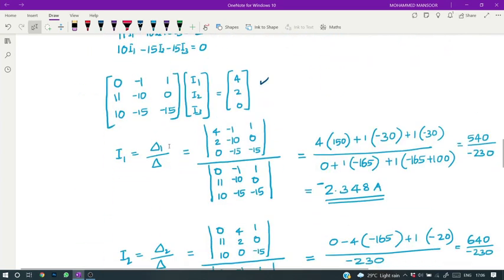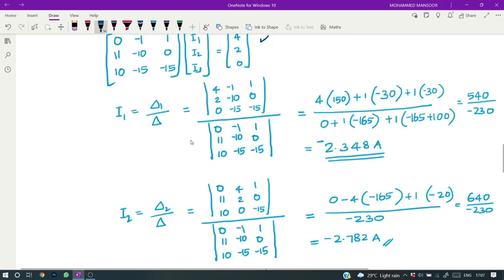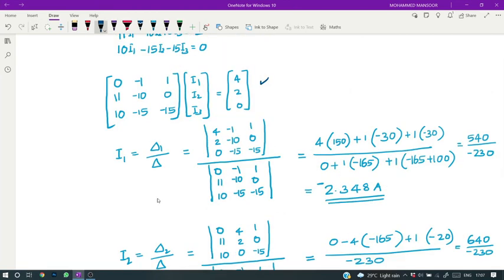We know I1 is equal to delta 1 divided by delta, where delta 1 is the determinant of this matrix by replacing the first column entries with this one, just like this. And the determinant of this matrix is delta. So after solving, I1 is obtained as minus 2.348 ampere.